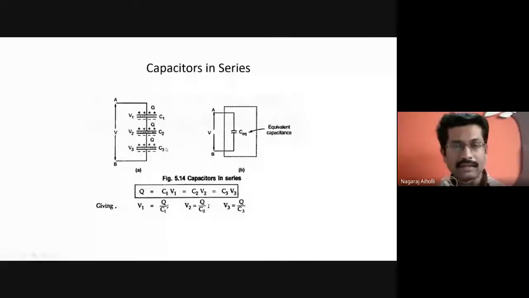This gives rise to the equations, rearranging for V1: V1 equals Q by C1, V2 equals Q by C2, and V3 equals Q by C3. These are the equations for V1, V2 and V3.